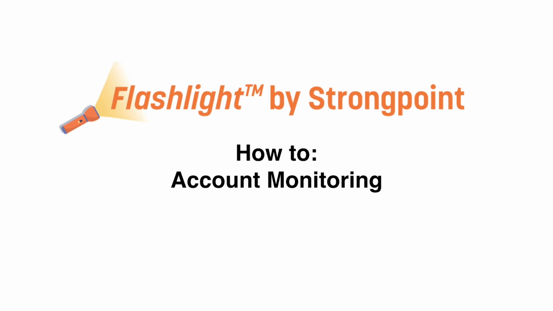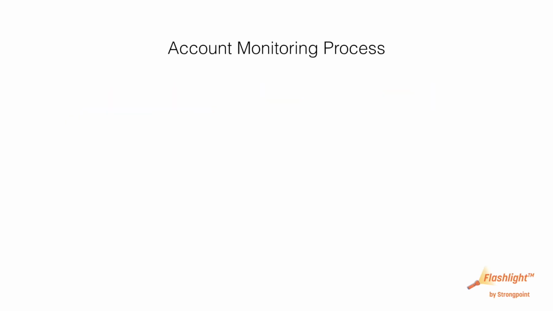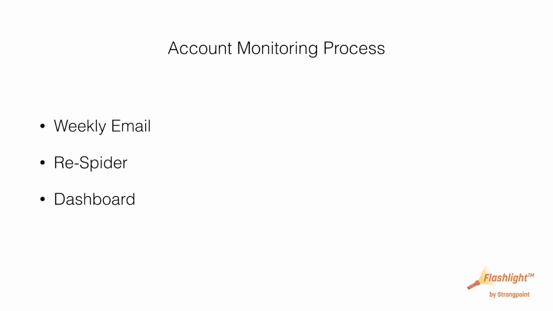In this video, I'm going to show you how Flashlight monitors your account and lets you know if there's anything going on that you need to be concerned about. We would recommend the following approach. Number one, you will get a weekly email with stats about your account. Some of the information will require you to respider your account to update. Number two, you'll run your respider. And number three, you'll review the results on your dashboard.